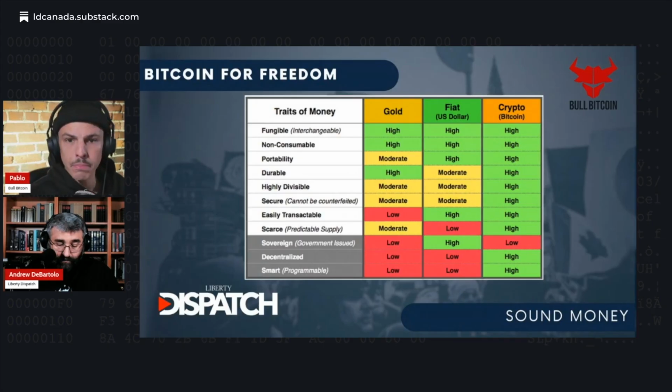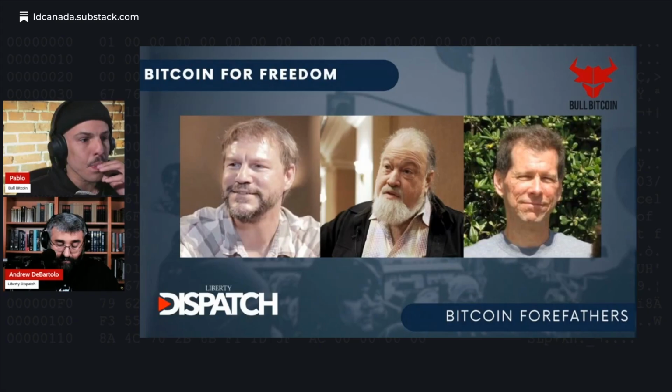Highly divisible, being digital. It's secure, easily transactable, and scarce. And that's one of the things we're going to jump into today: the scarcity of Bitcoin and its predictable supply behind that.